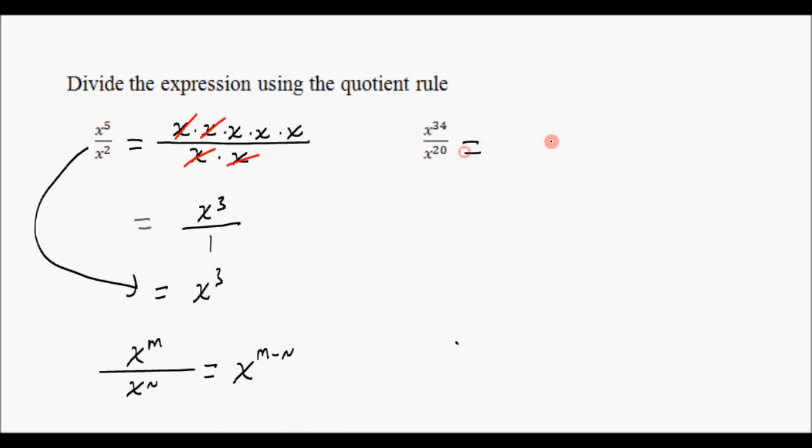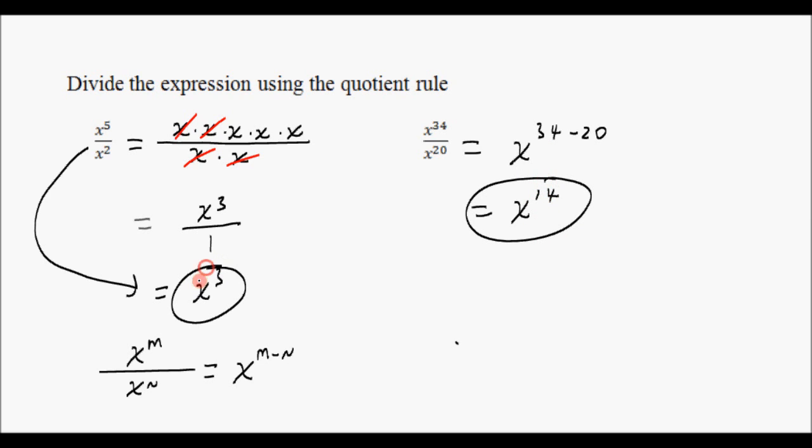We're going to say both of the bases are the same, so it's going to be x to the 34 minus 20. So that means it's going to be x to the 14th power. So we got x to the 14th for this one, and this one we had x to the third power. And that's how you divide these expressions using the quotient rule.